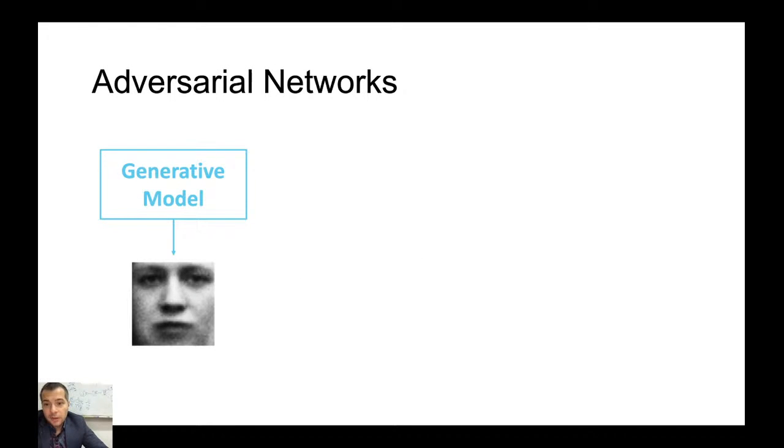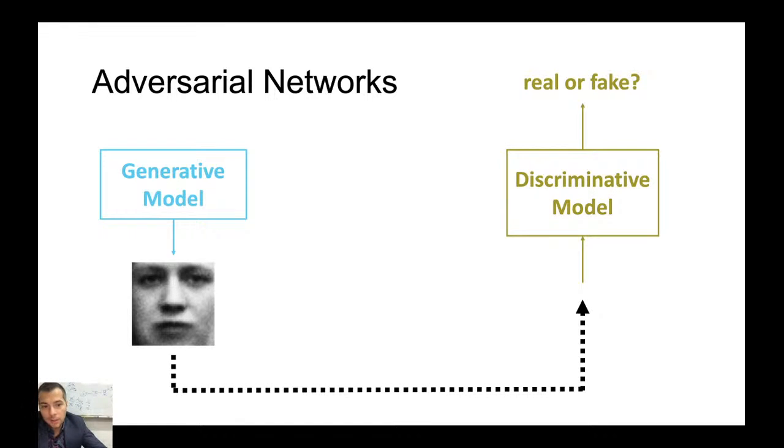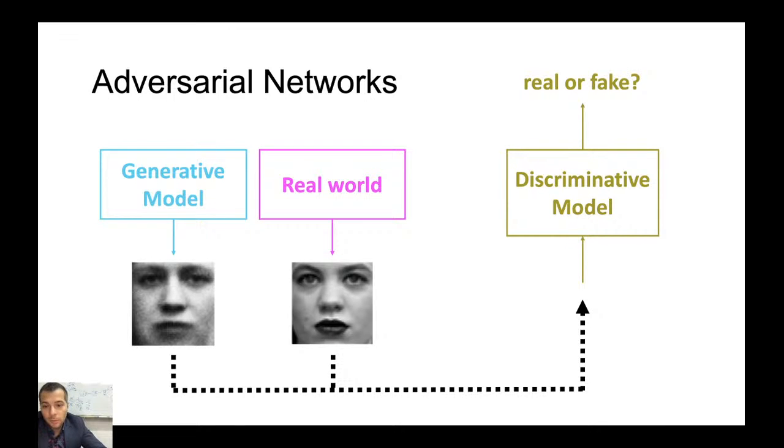Okay, so with adversarial networks, we have a generative model that outputs a generated image, and then we have also a discriminative model that takes this image as input and decides if it's real or fake. And of course, the task should not be trivial for the discriminator. So along with this generated image, we also have to include real images. So the discriminator will really have to decide.